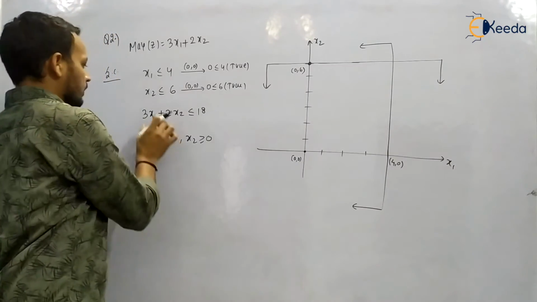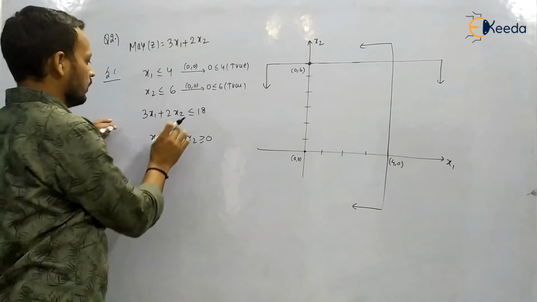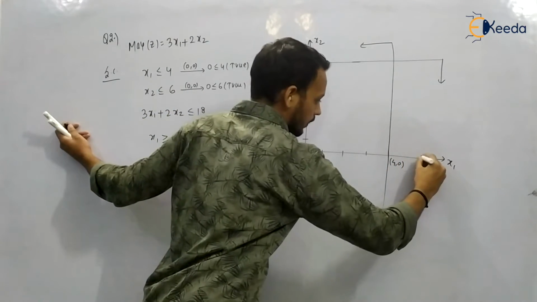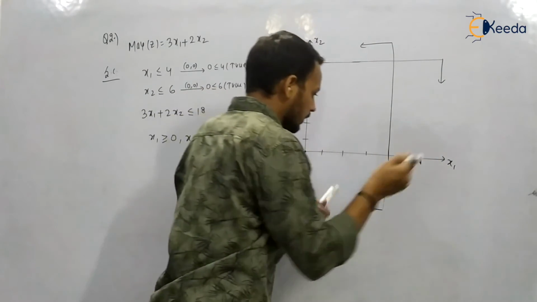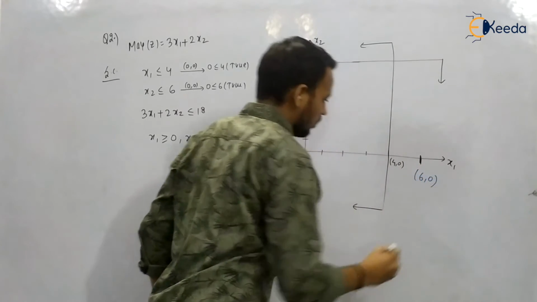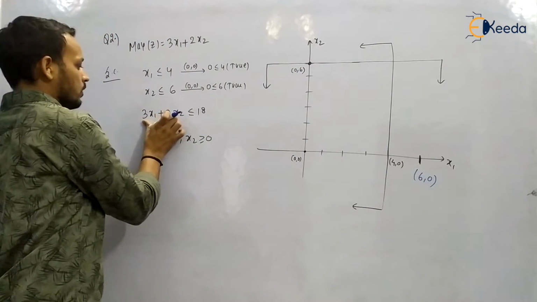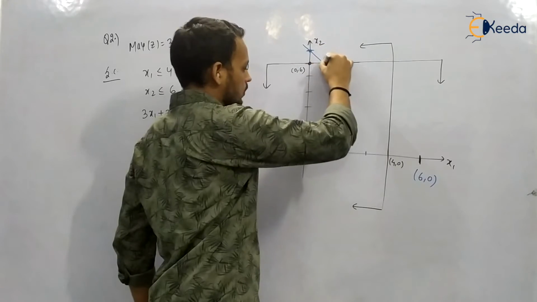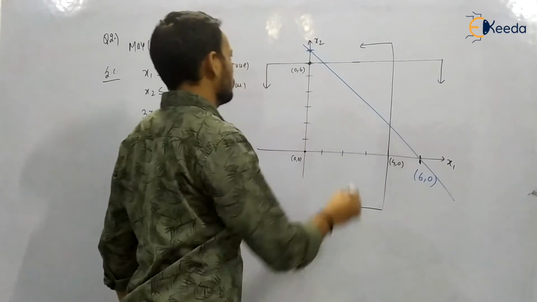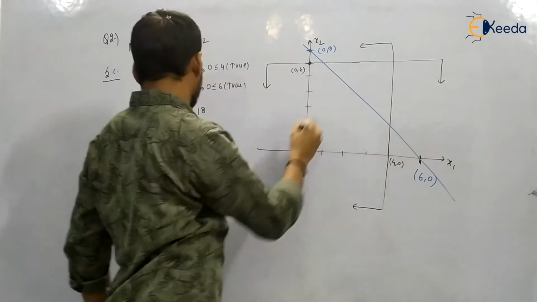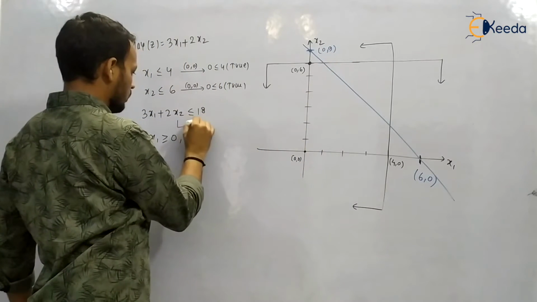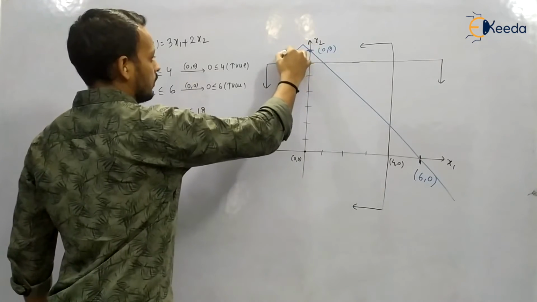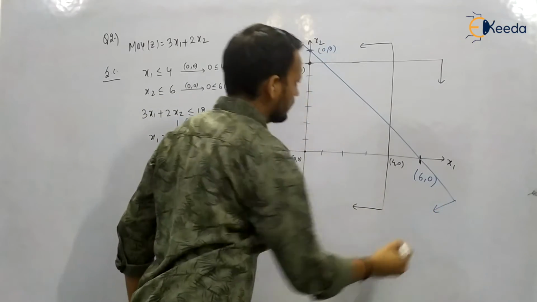And the last constraint, 3x1 plus 2x2 less than or equal to 18. Putting x2 equal to 0, you will find x1 is 6. Doing this with another marker, you will find 6 comma 0. And if you put x1 equal to 0, then x2 is 9. So match those points. This is 0 comma 9, and now we put 0 comma 0. So 0 is less than or equal to 18, the condition is again true, so the graph is shaded towards the origin.